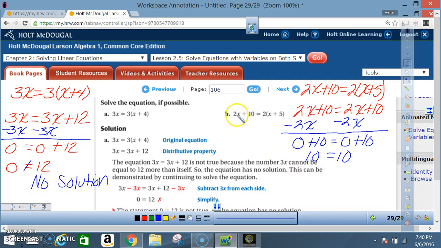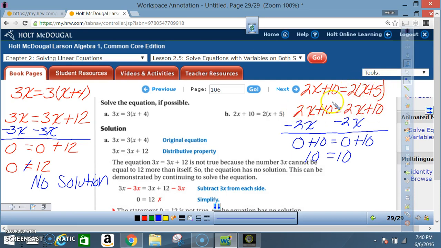Now let's take a look at B. B, we have 2x plus 10 is equal to 2 times x plus 5. We're going to apply our distributive property again. 2 times x is 2x. 2 times 5 is 10.